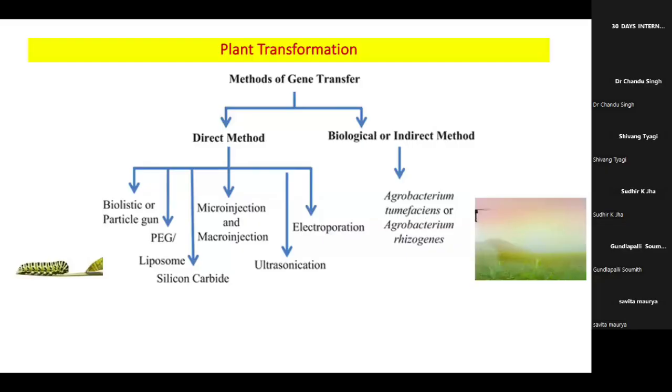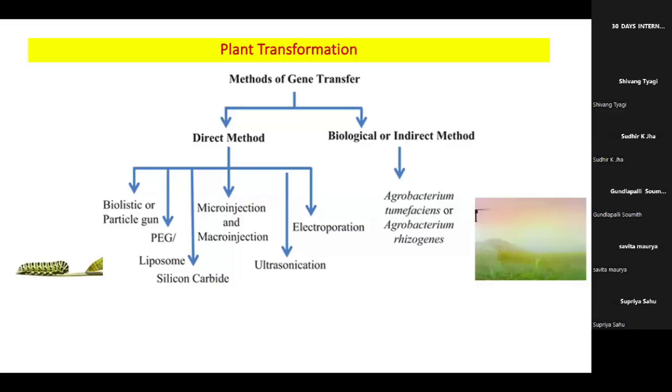Like the biolistic or particle gun method, or the liposome method. Using silicon carbide, we insert the gene into the plant or plant cells. Then microinjection is there, and ultrasonication, where we use sound vibrations. Electroporation is there, where we use electrical pulses to insert the DNA into the plant cells. So these are certain direct methods of transformation. We won't go into detail of each and every method, but we will talk in detail about the biolistic or the particle gun method.